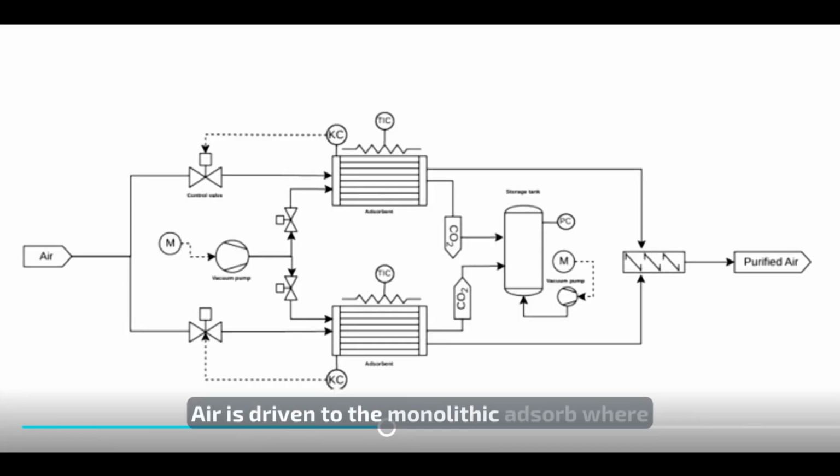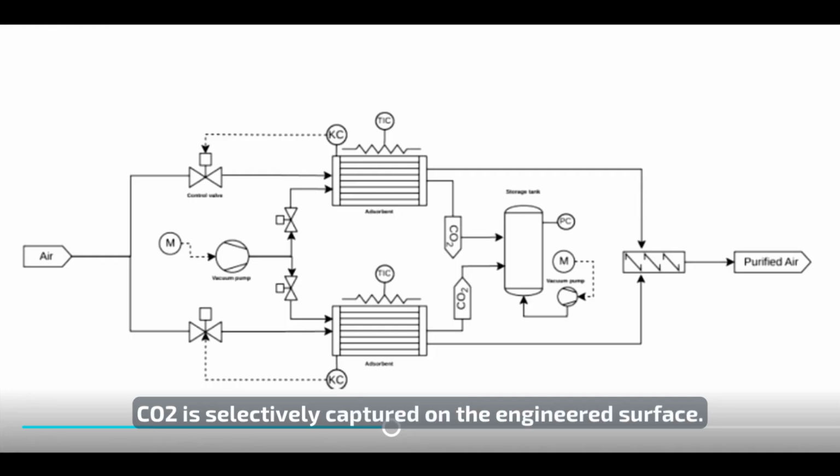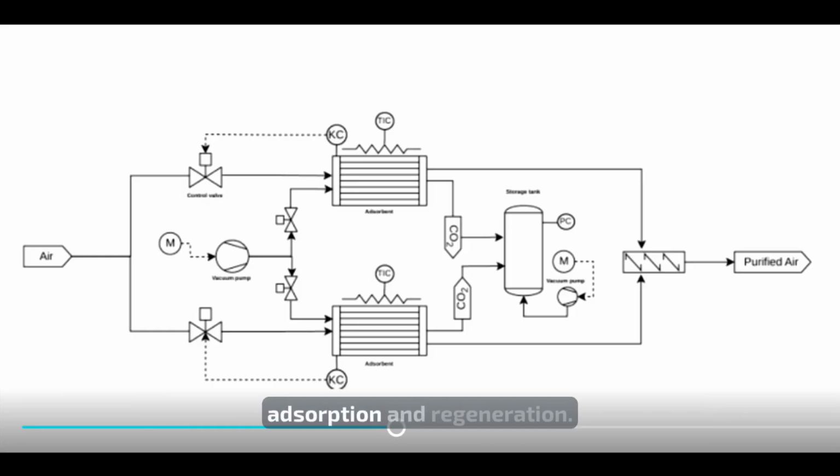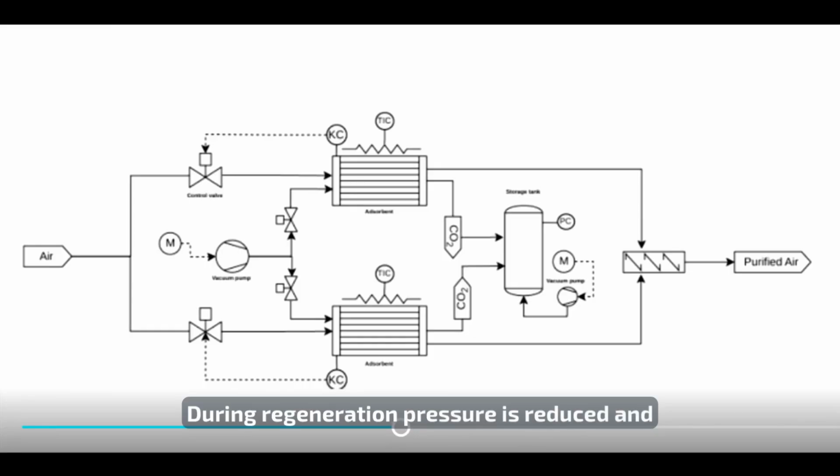Air is driven to the monolithic adsorber where CO2 is selectively captured on the engineered surface. Flow control allows the system to alternate between adsorption and regeneration. During regeneration, pressure is reduced and heat is applied, releasing concentrated CO2 for storage. This coordinated cycle enables continuous carbon capture using a dual bed configuration.